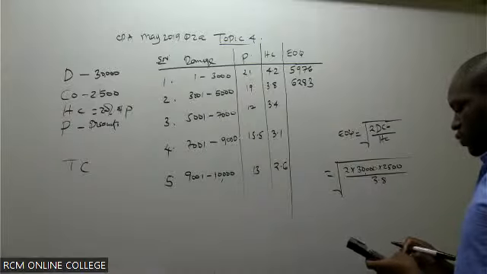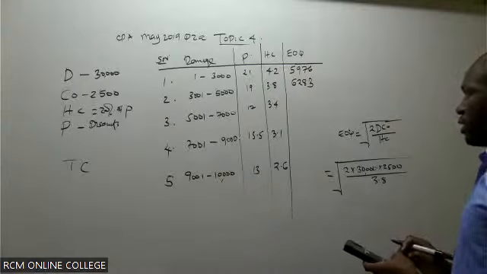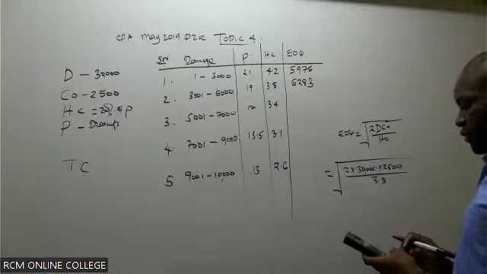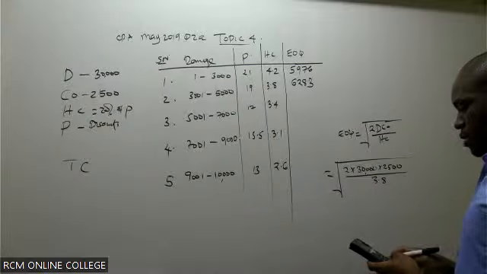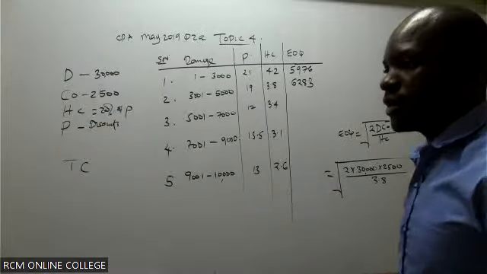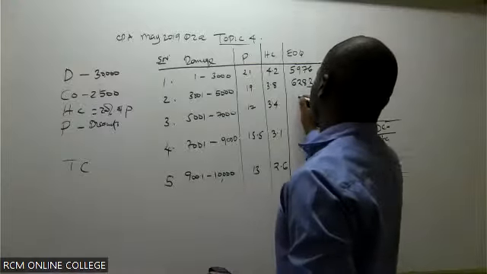30,000 times 2 times 2,500 divided by, what do we have? 3.4. Close the bracket. What are you getting? 66.42. 66.